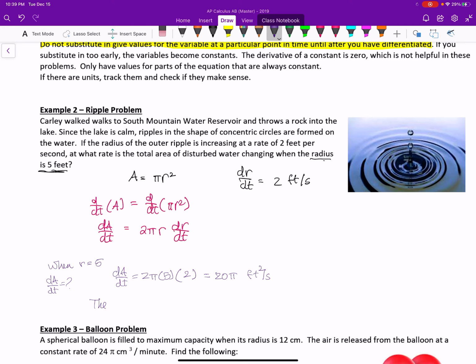So the area of disturbed water is increasing at a rate of 20 pi square feet per second. Instead of saying changing, I'll say increasing. It's super important.